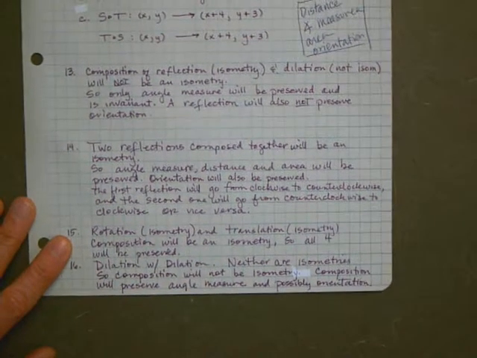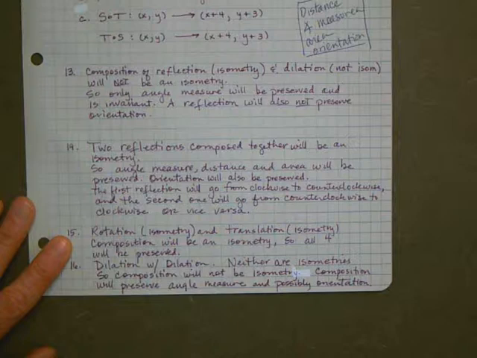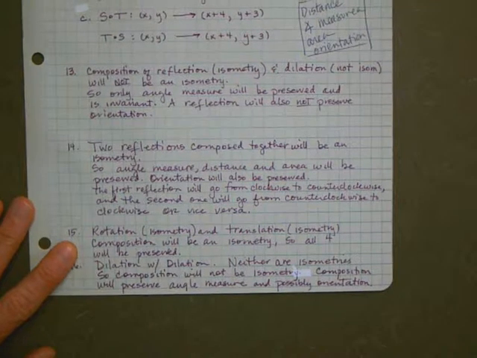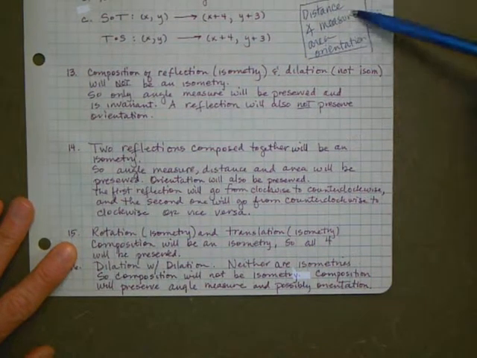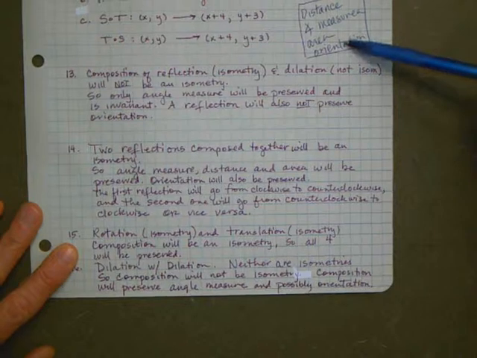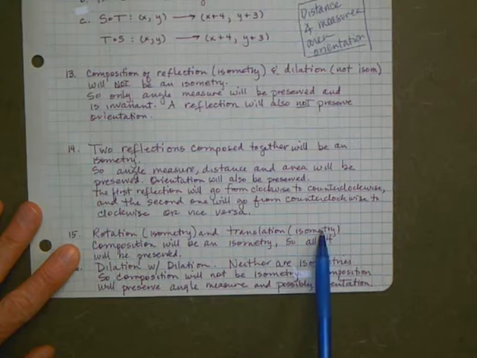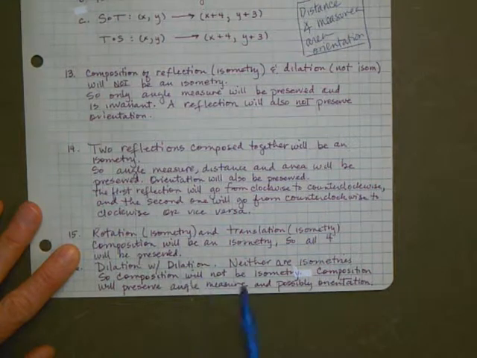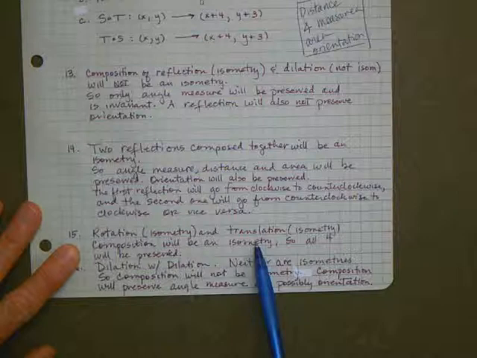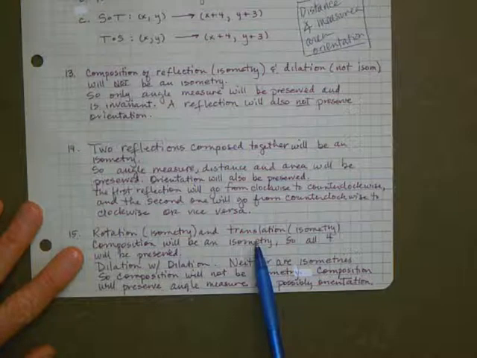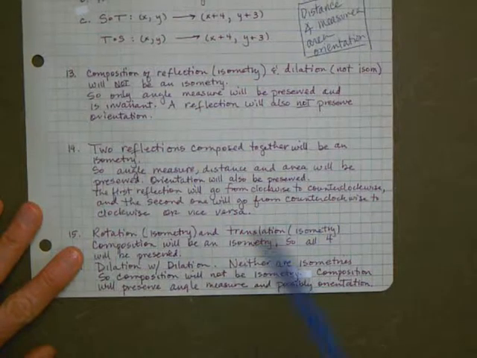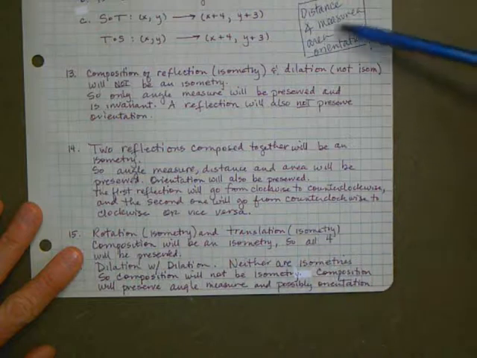The composition of a rotation and a translation. Again, we're trying to figure out what's preserved: distance, angle measure, area, or orientation. A rotation is an isometry, and a translation is also an isometry. So the composition of those two will be an isometry. Since we're not dealing with reflections, we don't have to worry about orientation either. So all four of those things, distance, angle measure, area, and orientation, are going to be preserved.